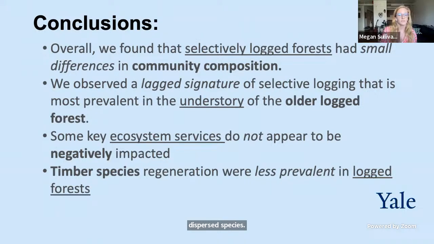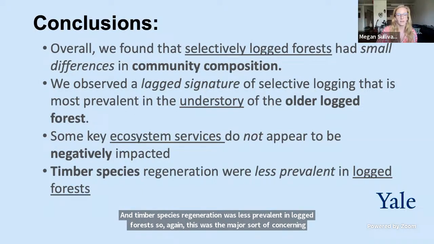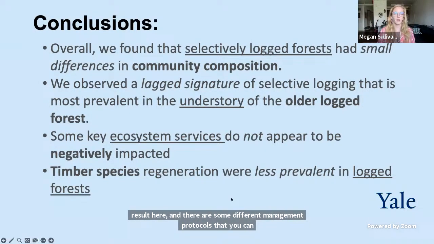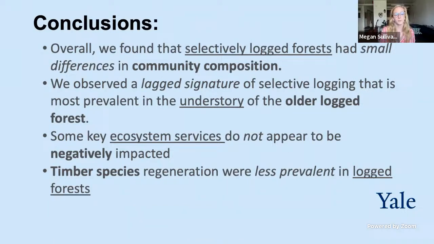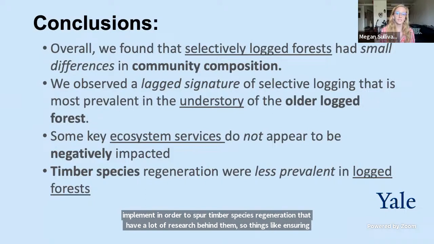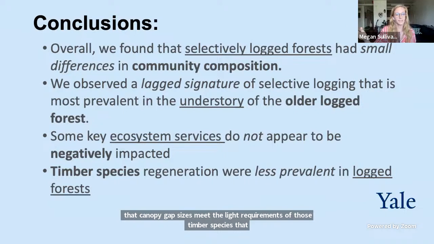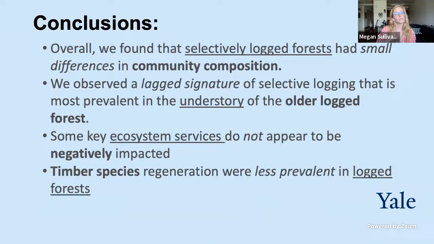And there are some different management protocols that you can implement in order to spur timber species regeneration that have a lot of research behind them. So things like ensuring that canopy gap sizes meet the light requirements of those timber species that demand a lot of light, or a more intensive management protocol would be enrichment planting. So that's where you take seedlings of timber species and actually plant them in the forest to replace the timber species that you've cut down.